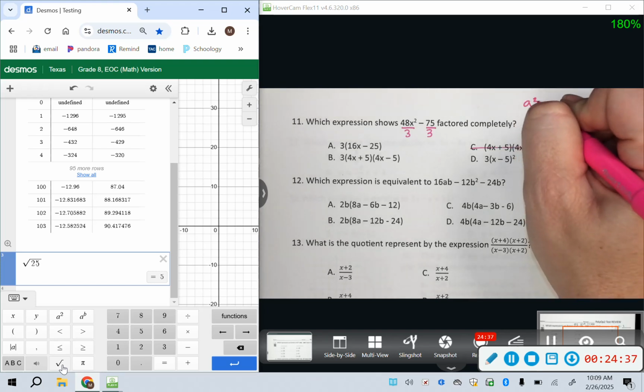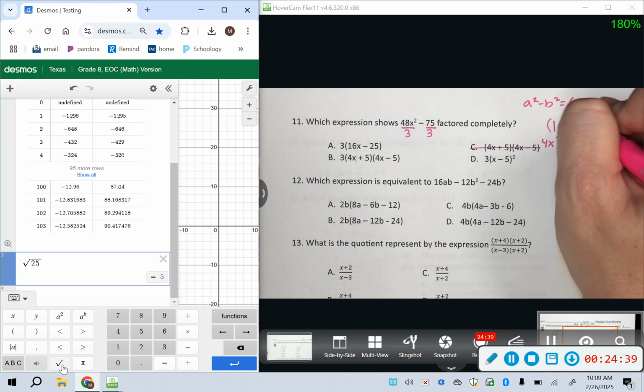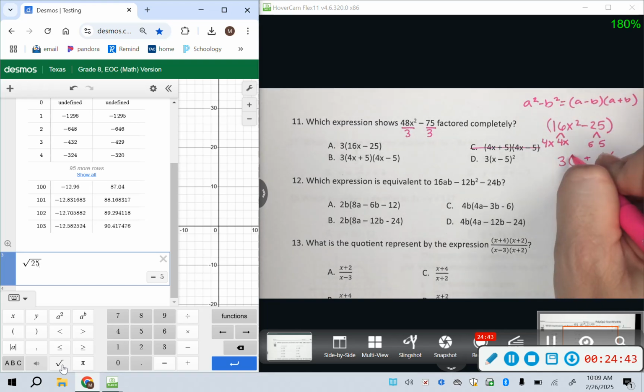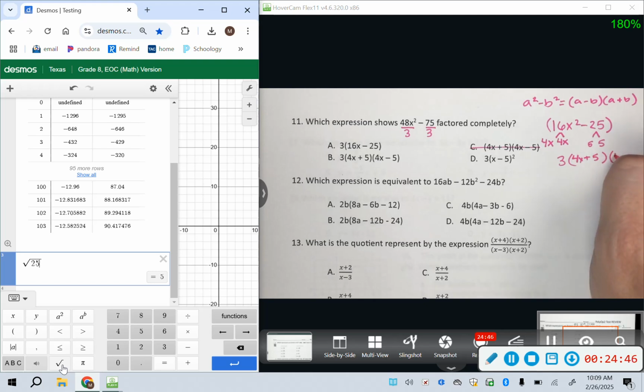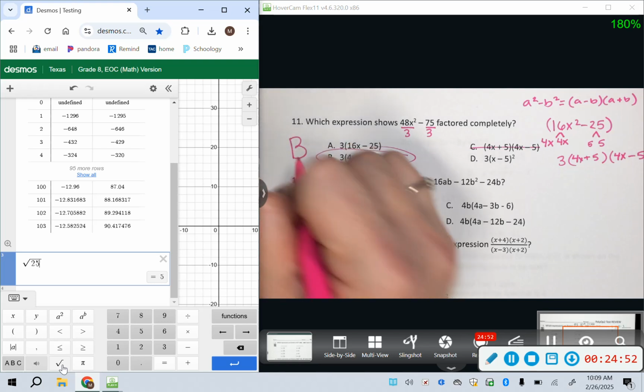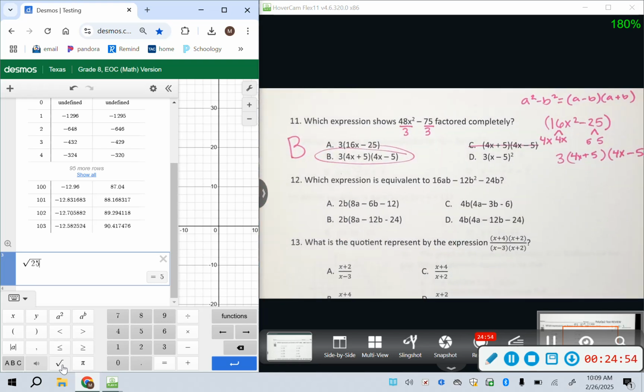Our formula, so we have 4x plus 5, 4x minus 5. So my answer is B. So those are the two different methods to do those problems.